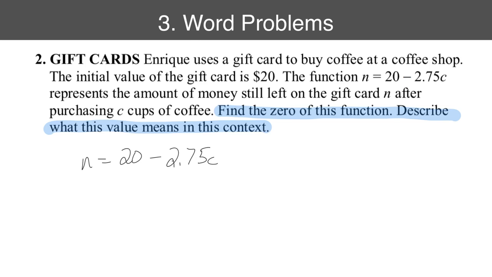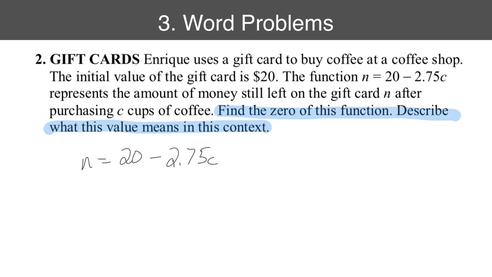If we read the actual problem, it says Enrique uses a gift card to buy coffee at a coffee shop. The initial value of the gift card is $20. The function n equals 20 minus 2.75c represents the amount of money he still has left on the card, n, after purchasing c cups of coffee. So n is how much money he has left on the card. c is how many cups of coffee he's gotten. So we know n and c are the variables we're using. We know what they mean, but we need to know which one's x and which one's y.